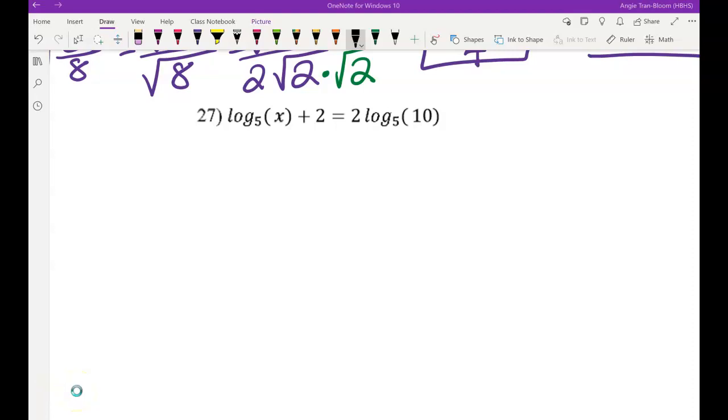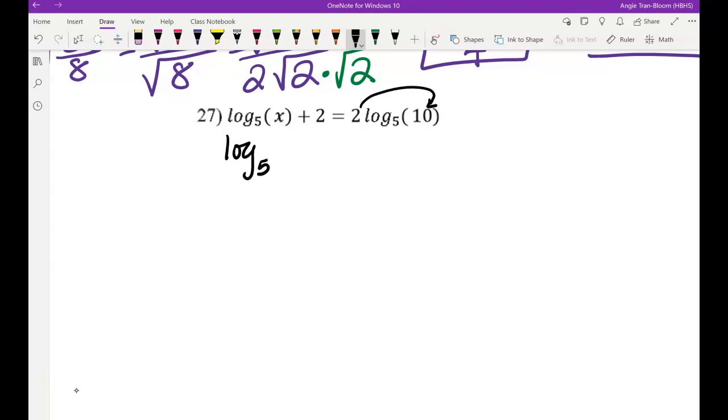Okay, this is example 27: log base 5 of x plus 2 equals 2 times log base 5 of 10. Now, I know that we see that there's an addition here, so some of you might want to say, ooh, that's going to make log base 5 of 2 times x. No, don't do that. We can only do that if the term also has a log. So first things first, we need to put all log terms to one side. But first, before we move it over, let's just rewrite that as an exponent.